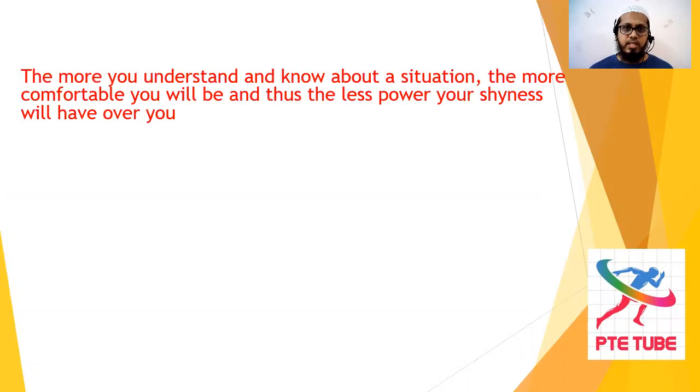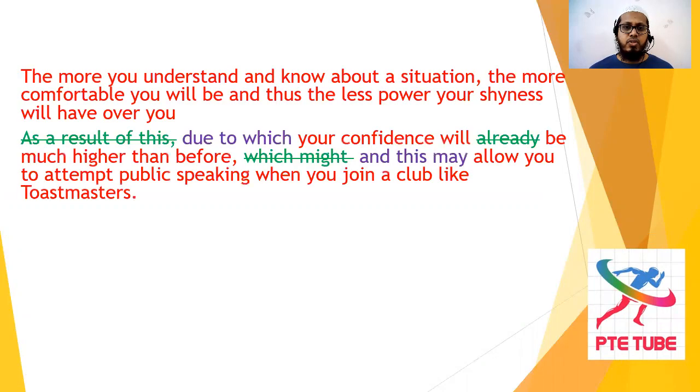This is the first sentence, and now the second sentence is this. I have changed it so as to match the second sentence with the first one. I have written "due to which your confidence will". I have removed the word "already". Your confidence will be much higher than before. "Which might", I have removed and replaced with "and this may allow you to attempt public speaking when you join a club like Toastmasters."